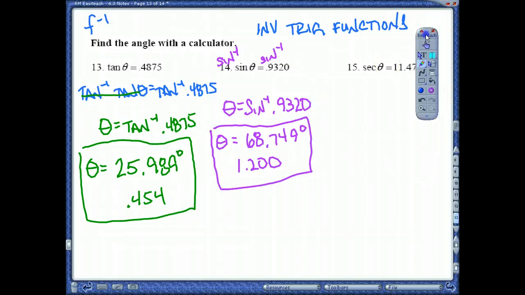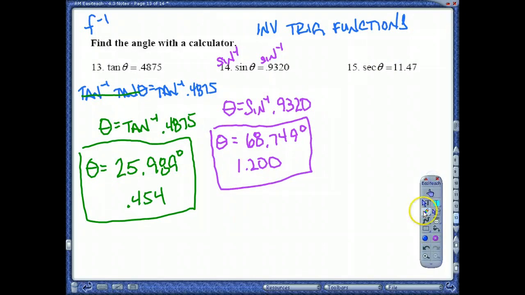And now for our last one. Ooh, this one's a tough one. It's secant. If you notice on your calculator, you don't have a secant button. You have a sine, cosine, and tangent. So who is secant the reciprocal for? Why, cosine. So I'm going to take the reciprocal of the left side, so I'm going to take the reciprocal of the right side. So I'm looking at 1 divided by 11.47.